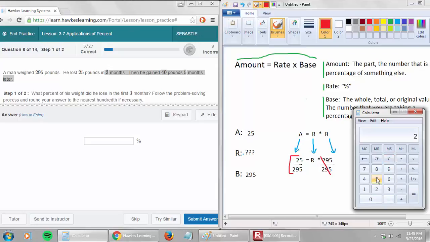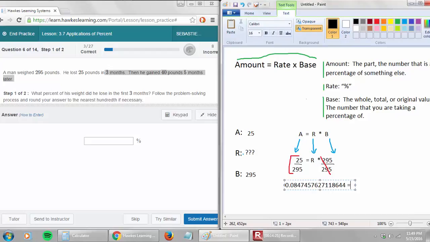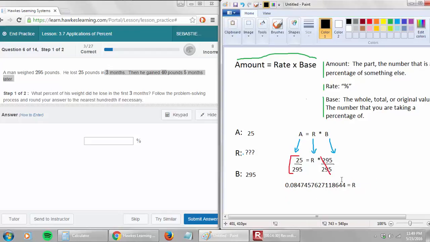And let's type this in. 25 divided by 295. Ooh, that's terrible looking. So I'm going to just copy this number here and paste it in because this is an awful looking decimal. This is a horrible looking number. Numbers that look like this have a technical name. These are called ugly numbers. No, I'm just kidding. But this is an ugly looking number. Isn't that horrible? So a lot of people see this and they panic and they think they did it wrong. Nope, not necessarily.